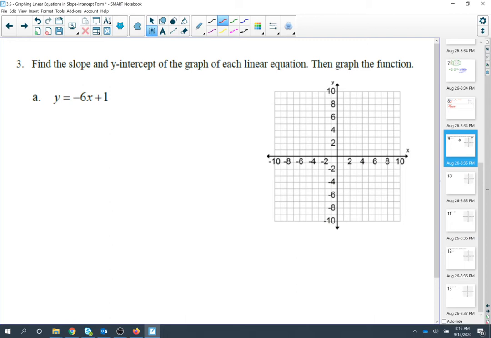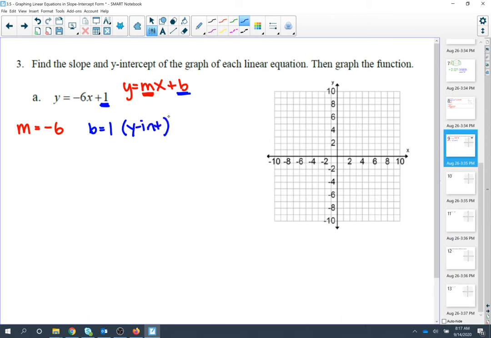Example 3. Find the slope and y-intercept of the graph of each linear equation. Then graph the function. So if we take a look, this is in slope-intercept form. y equals mx plus b. So your slope is always your coefficient in front of your x. So the slope here is going to be -6. Your y-intercept is your b value, which is your constant value sitting at the back. So b equals 1.